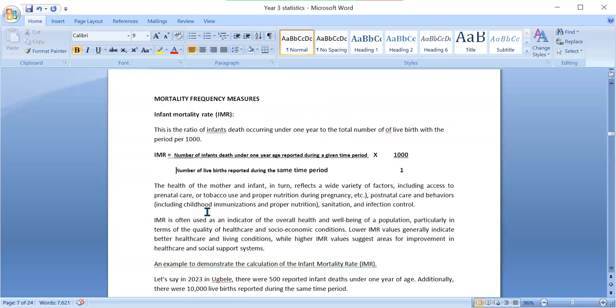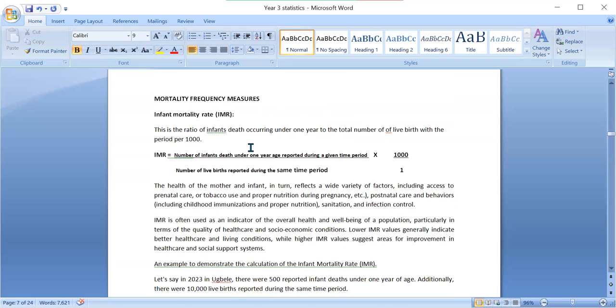The health of the mother and infant reflects a wide variety of factors, including access to prenatal care, tobacco use, proper nutrition during pregnancy, postnatal care, behaviors, sanitation, and infection control. So this particular indicator helps us determine a lot of things. It is very crucial. At community level, every community should calculate its infant mortality rate because it is a very strong pointer of many factors, including prenatal care. How far are the mothers cared for?